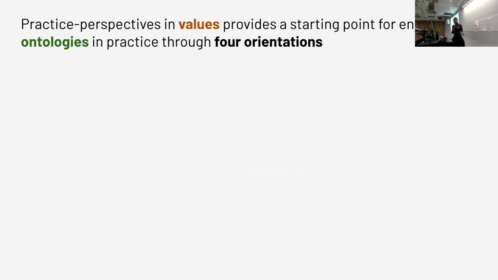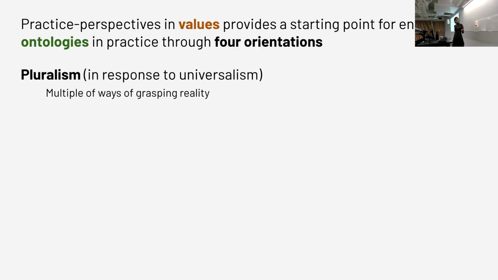Building on and taking lessons from this body of work, we developed 4 provisional analytical orientations for examining ontologies and technical systems. I'll introduce the 4 of them, and then I'll walk you through each one and give an example or two of the 2 systems and what it brings up in those systems. So the 4 orientations are pluralism in response to universalism. Does the system make room for multiple ways of understanding reality, or does it assume a single universal perspective?